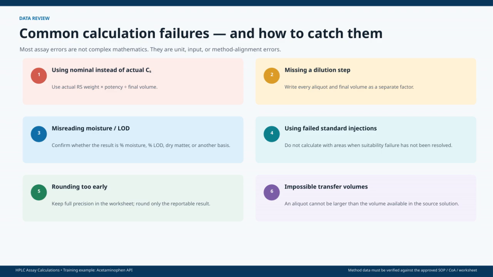in calculations. Then, there's the issue of using failed standard injections. Never calculate with areas from injections that have not passed suitability tests. These data points can lead to incorrect results. Rounding too early in calculations can also cause errors. Keep full precision in your worksheet and only round the final reportable result to maintain accuracy. Finally, watch out for impossible transfer volumes. An aliquot volume should never exceed what's available in the source solution. Paying attention to these common pitfalls will help ensure your assay calculations are accurate and reliable.